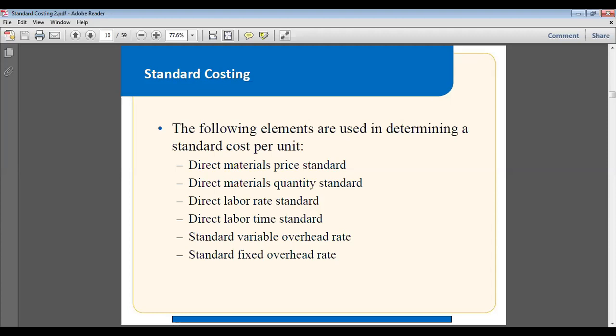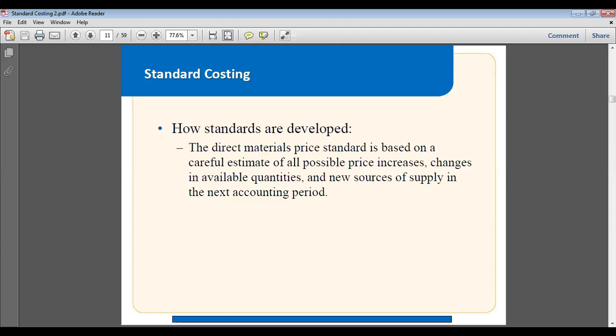These are called overheads, and so we have to take direct material price standard, how much standard material quantity should be used, direct labor rate, and at the same time standard direct labor time is taken into consideration, whereas overheads are also considered. So these are the elements that are used for calculating standard cost per unit. Now how standards are developed, this is another question that arises.